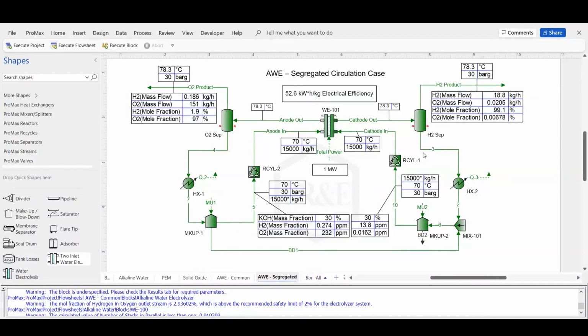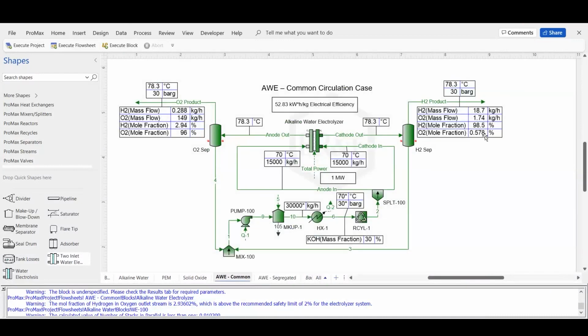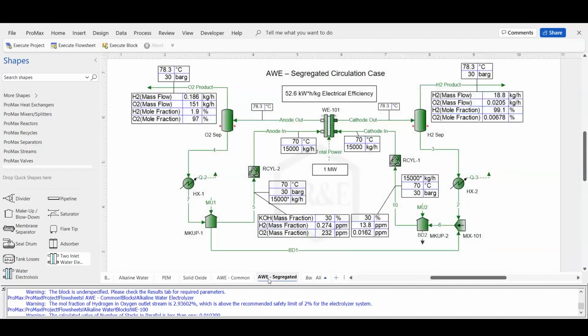So you can see here now the oxygen was 0.58% in this common circulation case, and on the segregated case we're down to 0.007%. So we have a much purer hydrogen product in this case, and we have 1% less hydrogen here because of not having the dissolved hydrogen being able to get into the oxygen circulation loop.